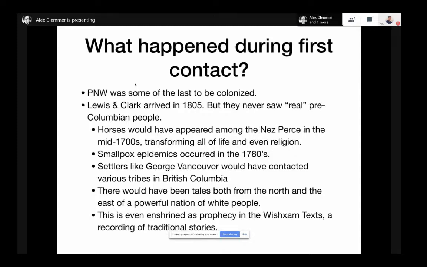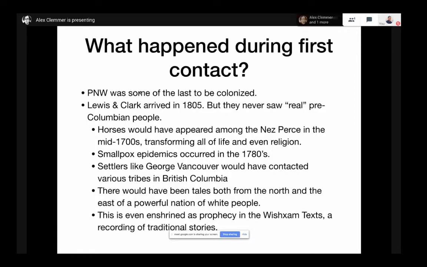Tribes in Central California largely were completely obliterated. And so it's an interesting question: why? Why is it true that the Wasco and the Wishram survived, not completely intact, but relatively intact? And the reason is because the Pacific Northwest was relatively late to be colonized.